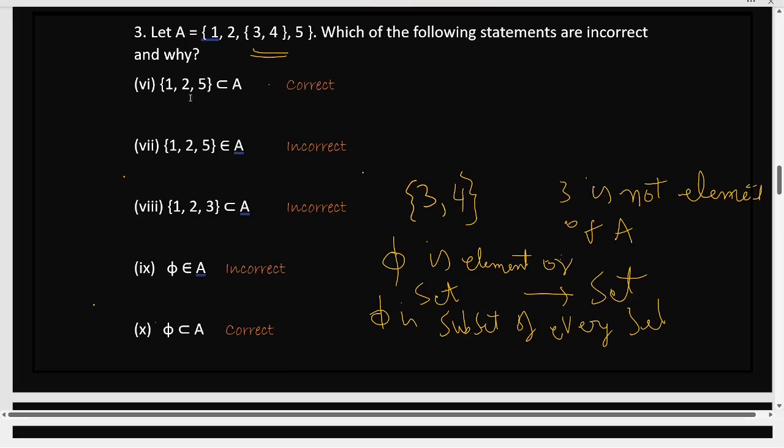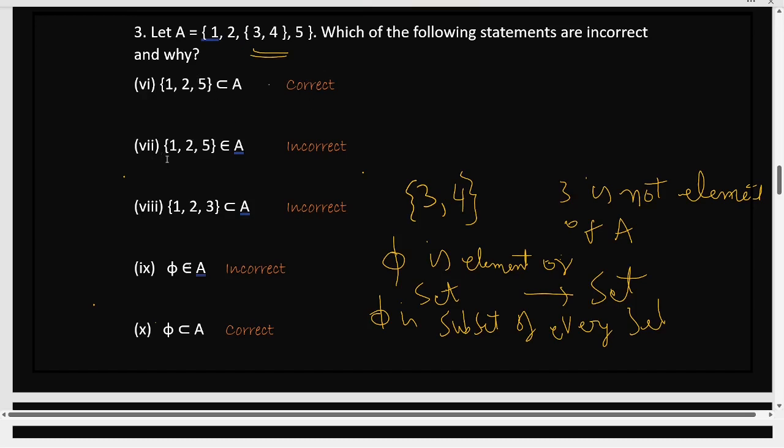Next, {1, 2, 5}. Is it a subset of A? This set consists of 3 elements. Is it a subset of A? All the elements in this set {1, 2, 5} are also present in set A. So this is a subset of A. This is correct.